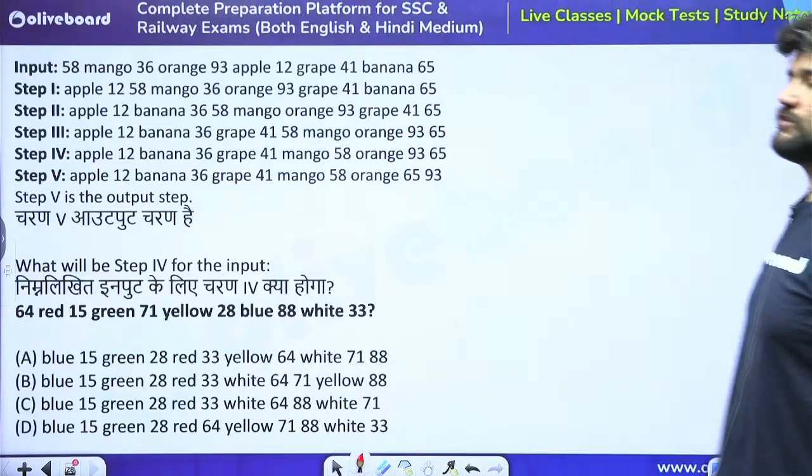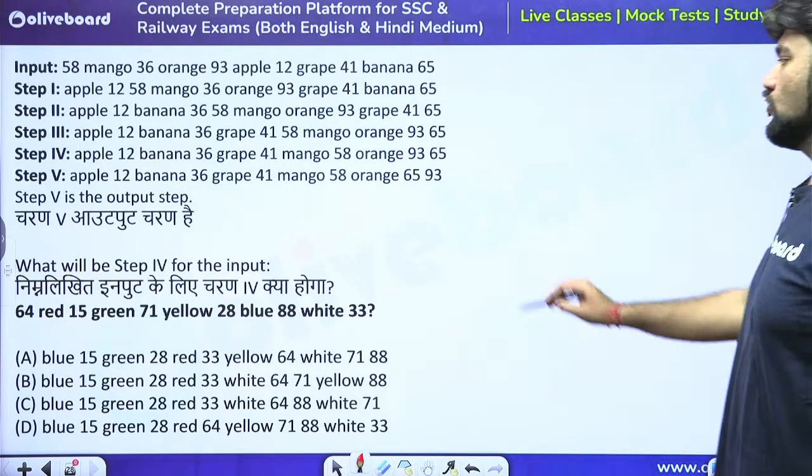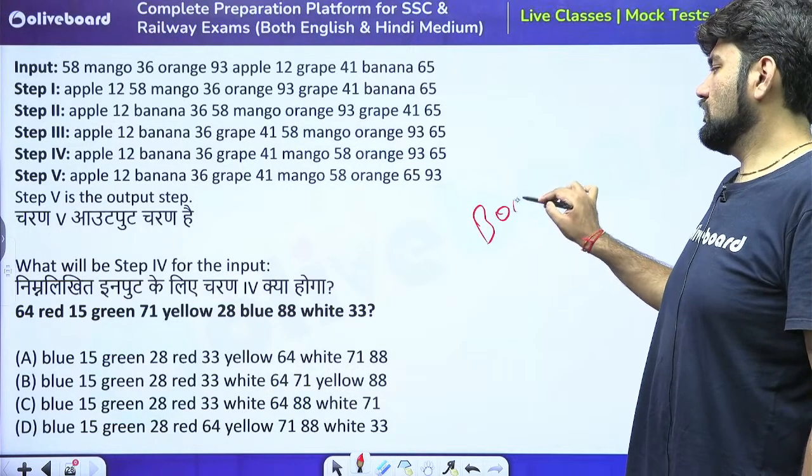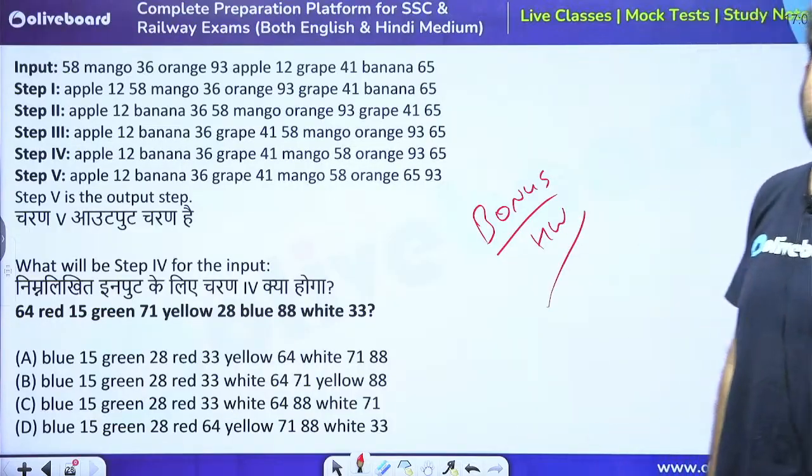So that's the final question for today, the input output question. You can take a screenshot and then answer, give me the correct answers in the chat box. Okay, this is a bonus homework question for all of you. Take a screenshot and correct answers in the chat box.